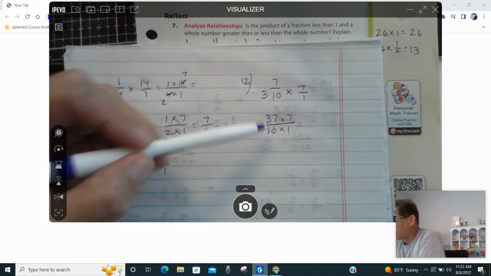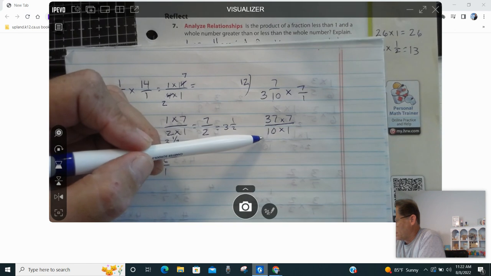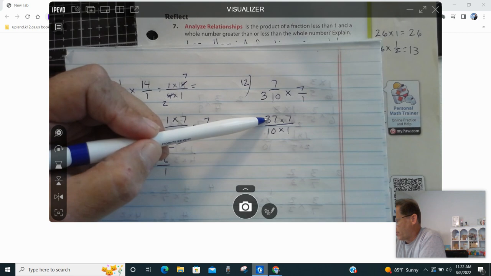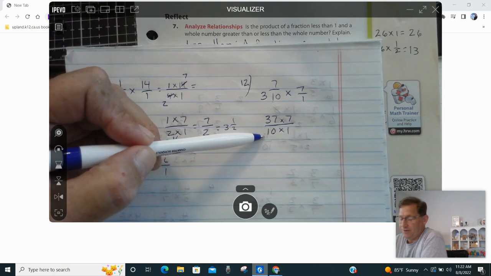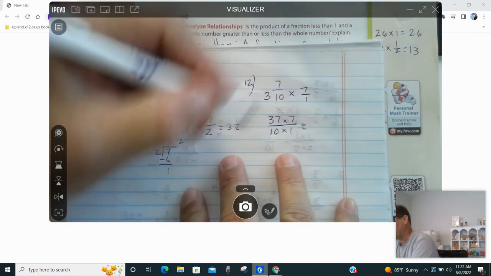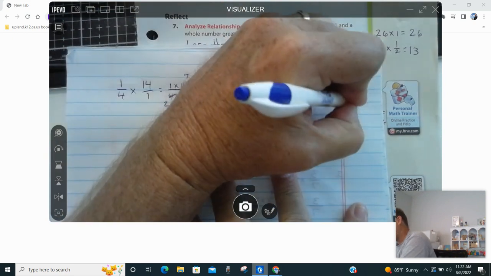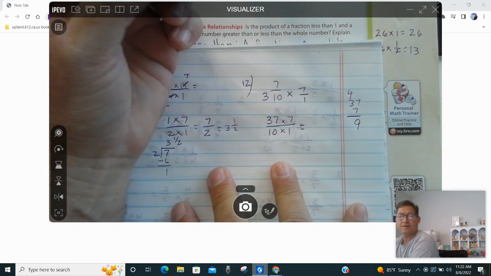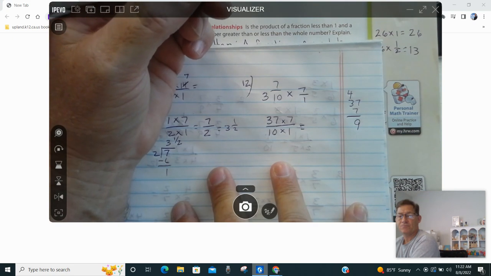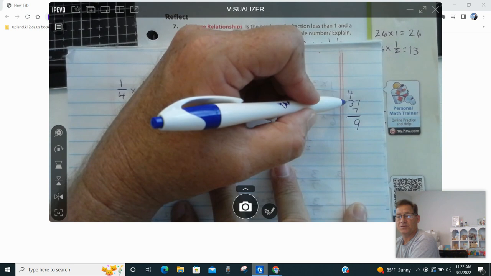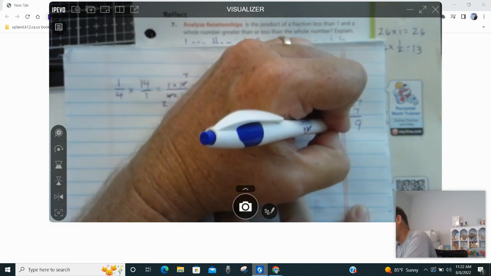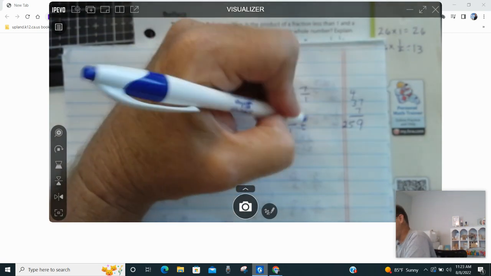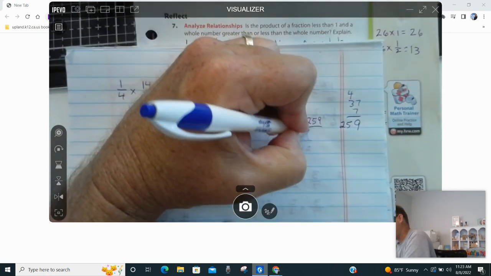Okay, well, 7's not a factor of 10, so that doesn't help. 37, that's a prime number, so that doesn't help. So we just have to multiply across. So it's 37 times 7. 7 times 7 is 49. Regroup, that's 4 10s and 9 1s. 7 times 3 10s is 21 10s, plus 4 more 10s is 25. So 259 over 10.